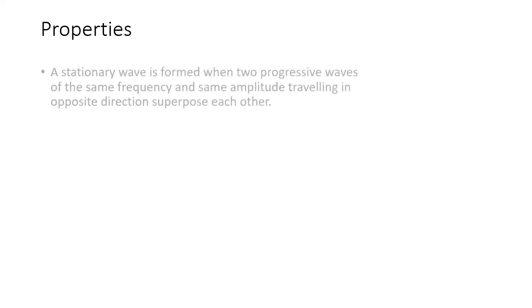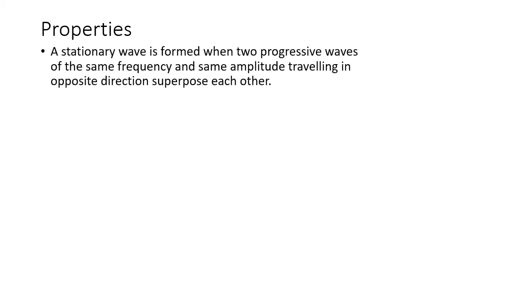For stationary waves, we actually need two waves. It's not a single wave. We need two progressive waves. They are of the same frequency and ideally the same amplitude. That would give you the best results. They are traveling in opposite directions and they superpose with each other.